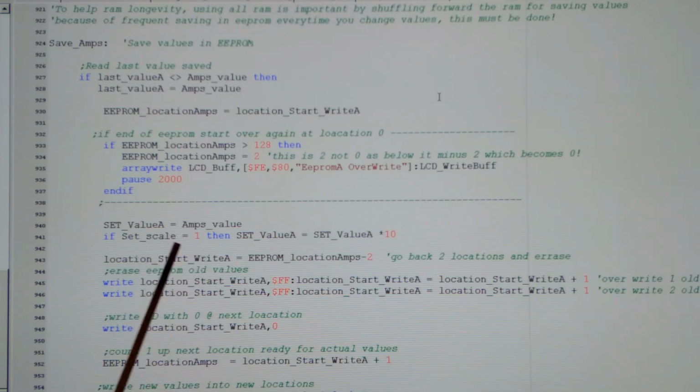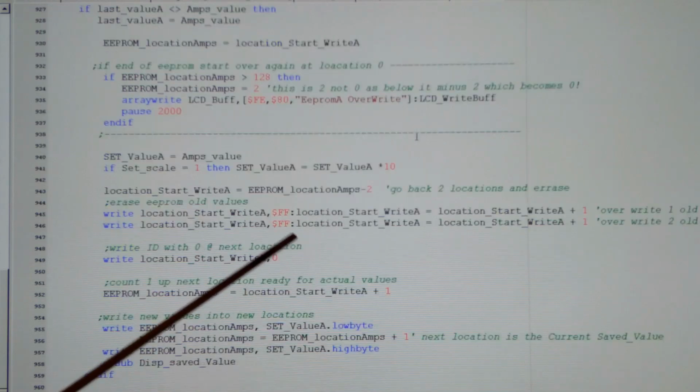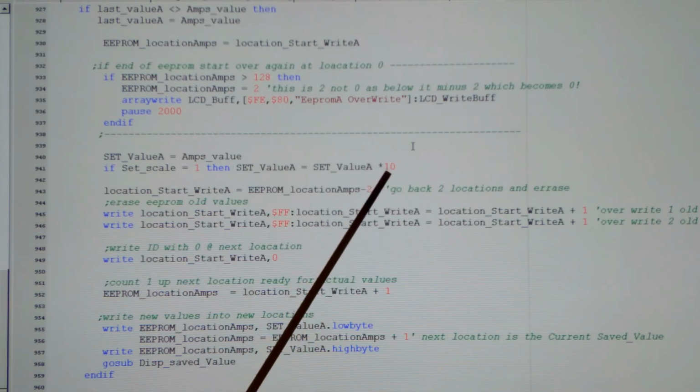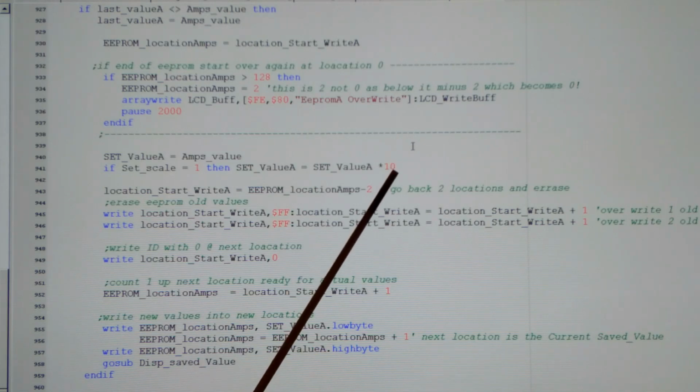So, if the set scale is 1, then set value equals set value times 10. And I had to do this because when you switch off the machine and put it back on, it's going to read the location on the EEPROM to put it into the set value. I was getting the value as if it was divided by 10, so I had to times it by 10.